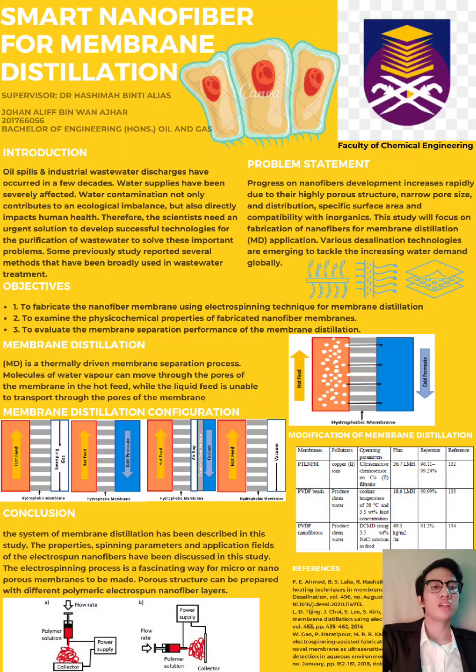And for the conclusion, to sum up everything that has been stated so far, the system of membrane distillation has been described in the study. The properties, spinning parameters, and application field of the electrospun nanofibers have been discussed in this study. The electrospinning process is a fascinating way for micro or nanoporous membranes to be made. Porous structure can be prepared with different polymeric electrospun nanofiber layers.